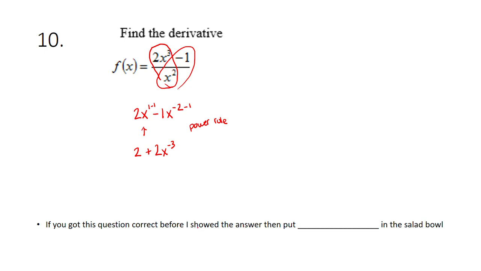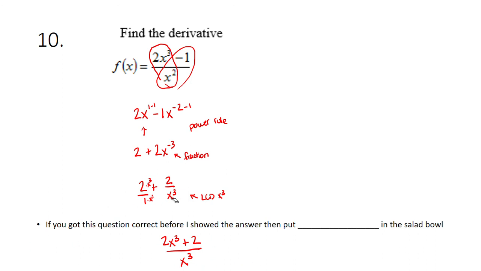That's our derivative. If I wanted to write this as a fraction because it's a negative exponent, then it would be this. If I wanted to combine our fractions with the LCD, my LCD would be x to the third. So I need to multiply both the top and bottom by x to the third, which would be 2x to the third plus 2 all over x to the third. So this is my answer combined.